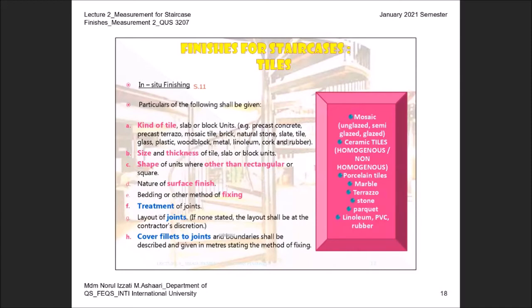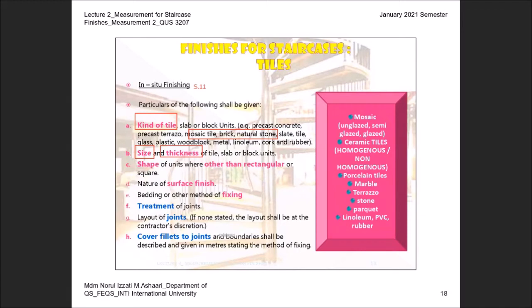So you can see here the kind of the tiles, for example, precast concrete tile or maybe mosaic or maybe natural stone. In our common design, normally we have ceramic tiles. Okay, you have to write down the size, you have to write down the thickness. The thickness can be 8 mm, 10 mm until 20 mm thick. Okay, this is also what you have learned in your construction technology as well.